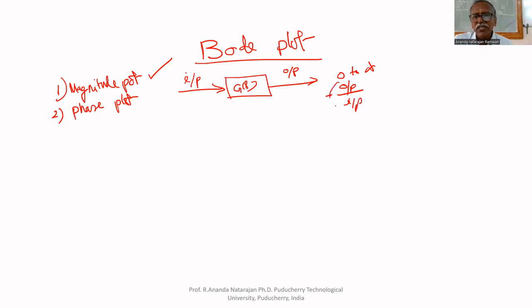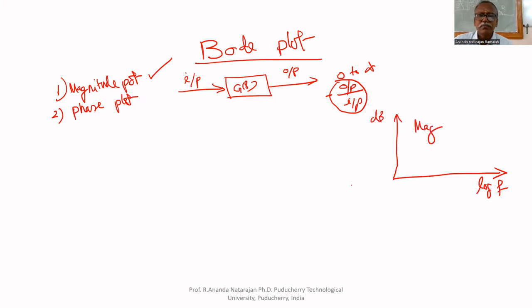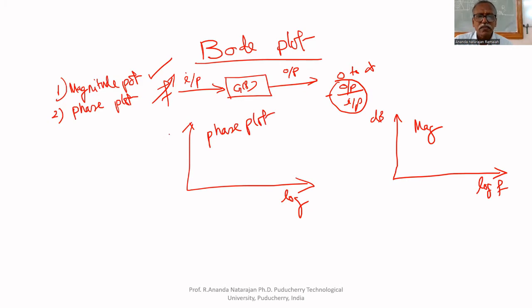If you find the ratio of output magnitude by input magnitude and plot it in decibel scale, with the x-axis in logarithmic scale and the y-axis in decibel scale, then it is called magnitude plot. Phase plot is, for varying the frequencies, what is the phase shift in the output for every frequency. If you plot that, it is called phase plot. Phase plot is in degrees.